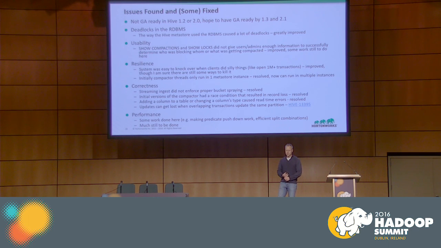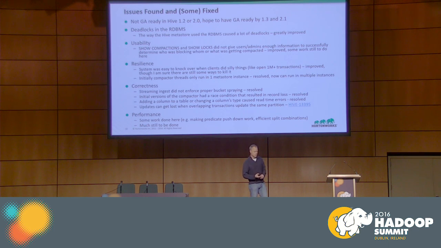Initially, the compactor could only run in 1 Metastore instance, which isn't a great answer if you've got an HA setup where you have multiple Metastores, and now all of a sudden you have to have 1 config for 1 Metastore and 1 for another, and if one of them fails, you have to go figure out whether it was the one running the compactor or not. So we solved that. You can now spread the compactor across multiple Metastores, and they cooperate properly.